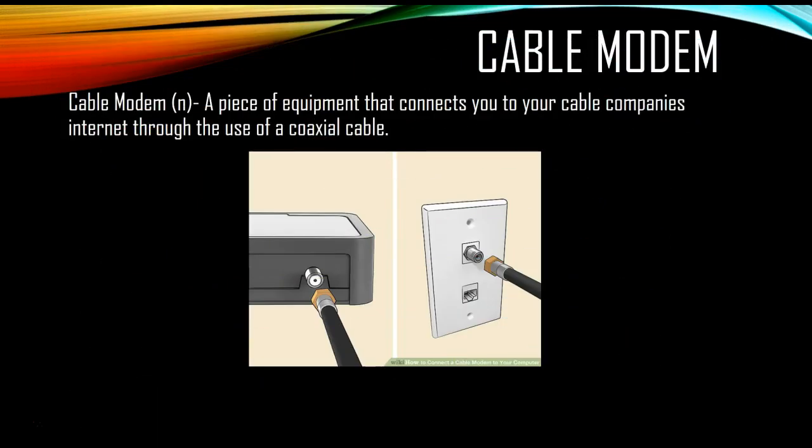Our next word is a cable modem. A cable modem is a piece of equipment that connects you to your cable company's internet through the use of a coaxial cable. So let's get some of those terms together. So this is the modem. The modem usually is given to you by your cable company, and it is connected through this thing called a coaxial cable. So you hook it up right there and you kind of twist it, and then you twist the other end to the cable that is at the other end of the wall. So you're able to connect it to the wall, and then this little thing is connected through wires, and then these wires go to your cable company.